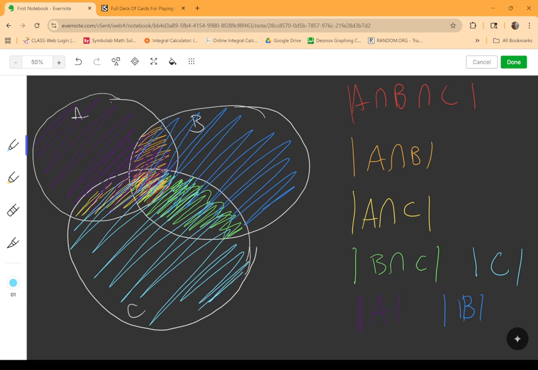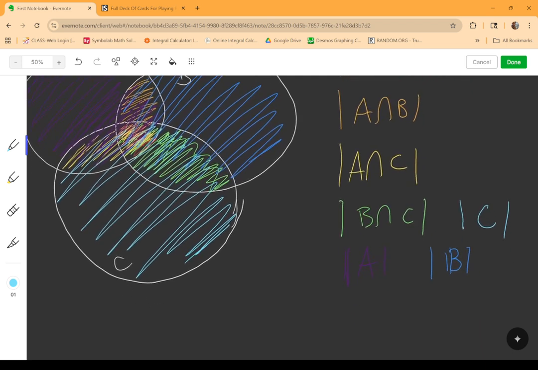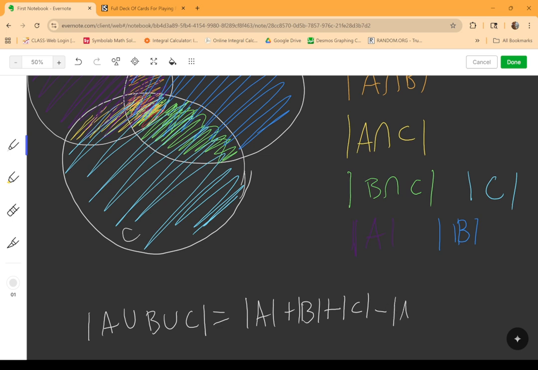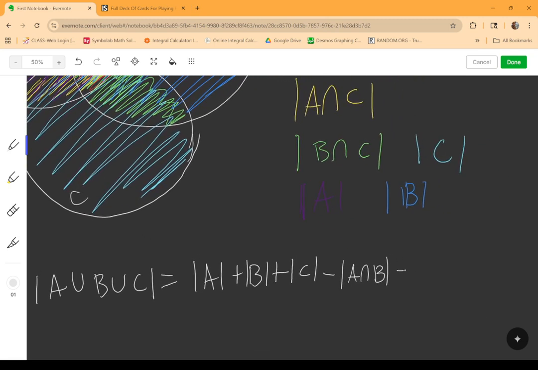All right. Now, what would the union of these three sets look like, right? So now here, let's go back, A union B union C. What would the cardinality of that be? So we can start off, let's take the cardinality of A plus the cardinality of B plus the cardinality of C. All right. And as before, this is an overcount, so let's subtract those pairwise intersections. Minus A intersect B, minus A intersect C, minus B intersect C.